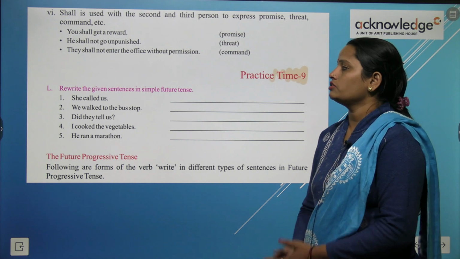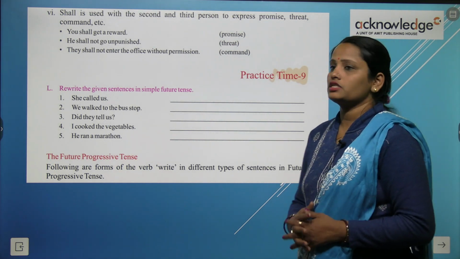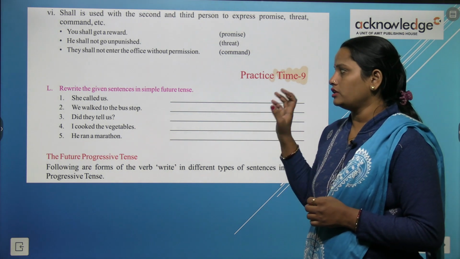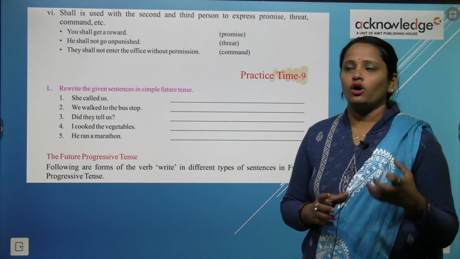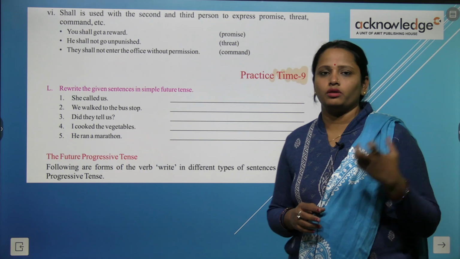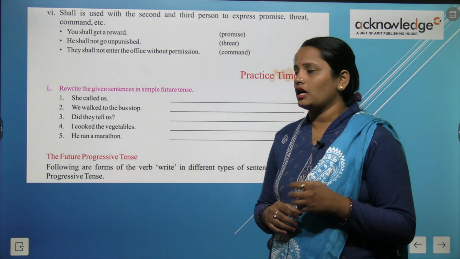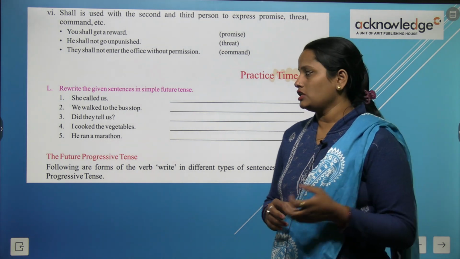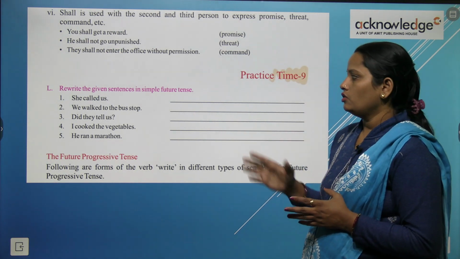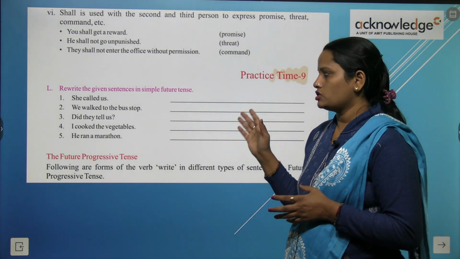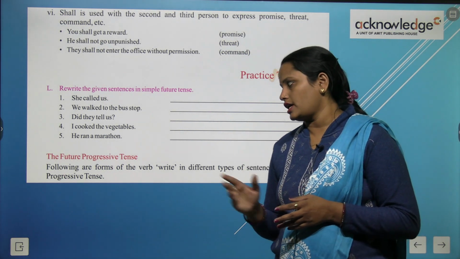Now here children, we have to rewrite the given sentences in simple future tense. Simple future tense में we have to rewrite the sentence. She called us. अब इसको called को पहले तो हम करेंगे simple present में, she call हो जाएगा. अब हम लगा देंगे will, तो she will call us. We walked का बन जाएगा walk. We will walk to the bus stop. So children, like this complete the rest of the exercise.